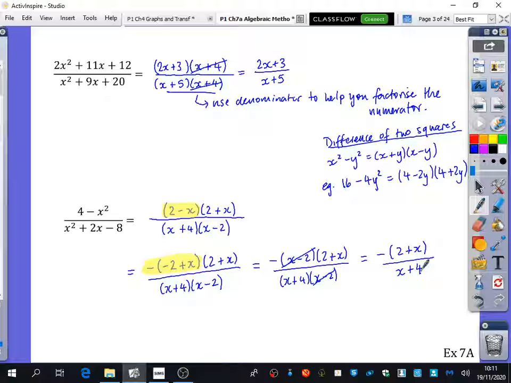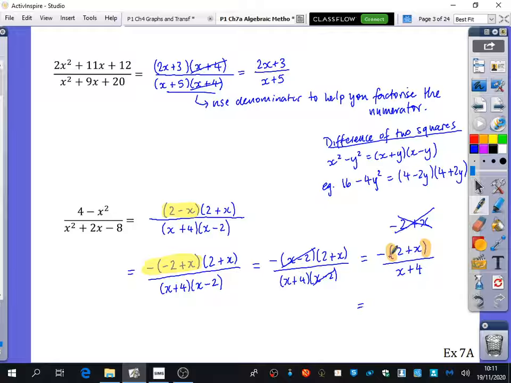Yeah, I want to talk a bit more about what I can do further to this. So there's two things I need to mention here that are really, really important. One of them is the brackets. Why are the brackets so important here? Because I'm subtracting that whole thing. If you wrote minus 2 plus x, you are wrong, because the negative is applying to the whole expression. So minus 2 minus x.